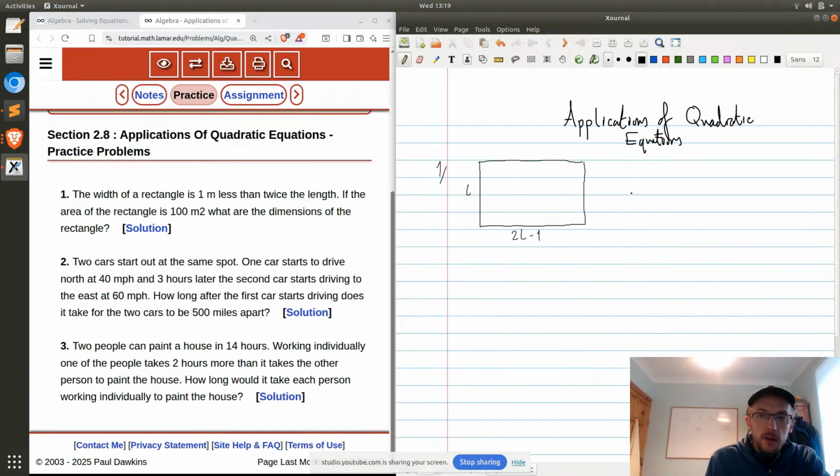Now, the area of the rectangle, well, that would be L multiplied by 2L minus 1, and that is equal to 100. So now expand, and we get 2L squared minus L minus 100 equals 0. And we can solve this however we like.